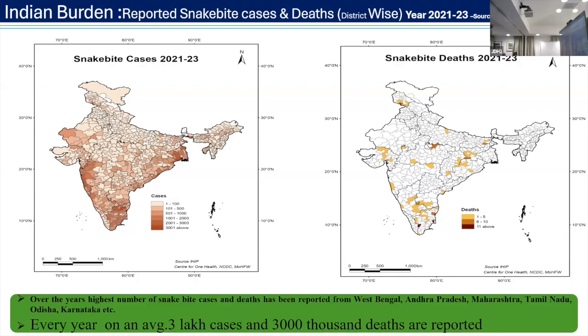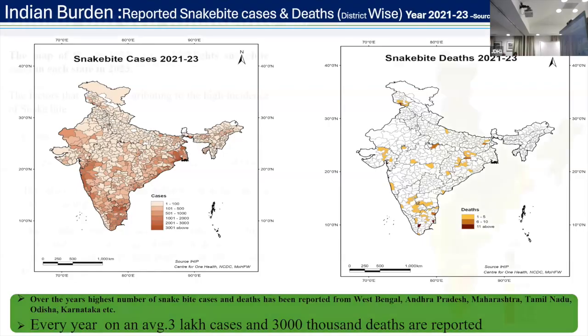So there are a few states. Although it has been estimated that there are almost 58,000 deaths in India, a recent ICMR study, which was presented in Toxicon, I think, estimated 40,000 deaths per year. But what we get reported is only 3,000 to 4,000 deaths. So there is a lot of work that needs to be done under the surveillance program.